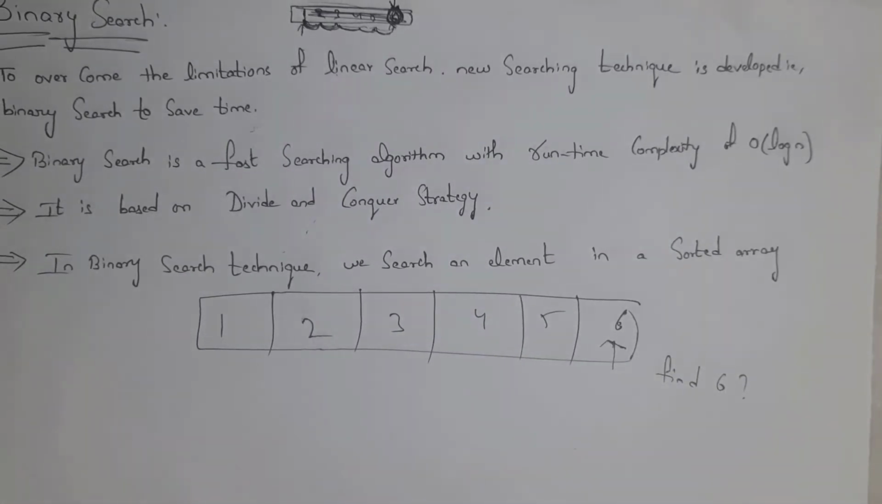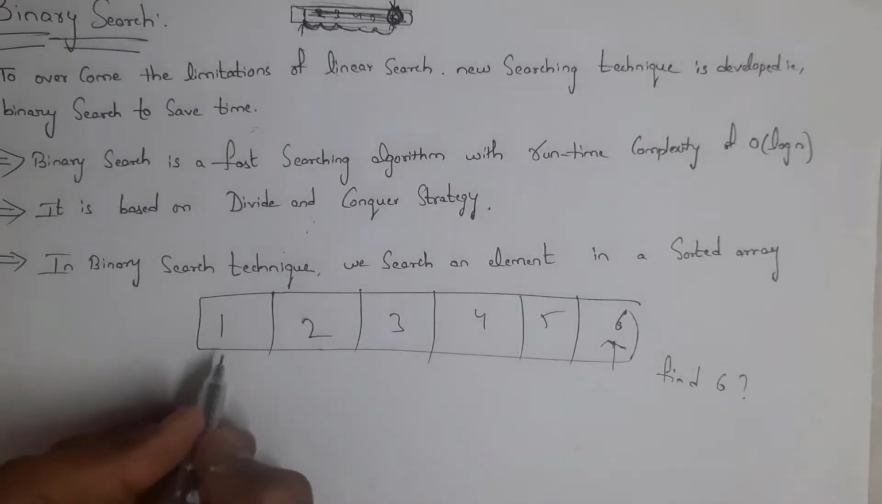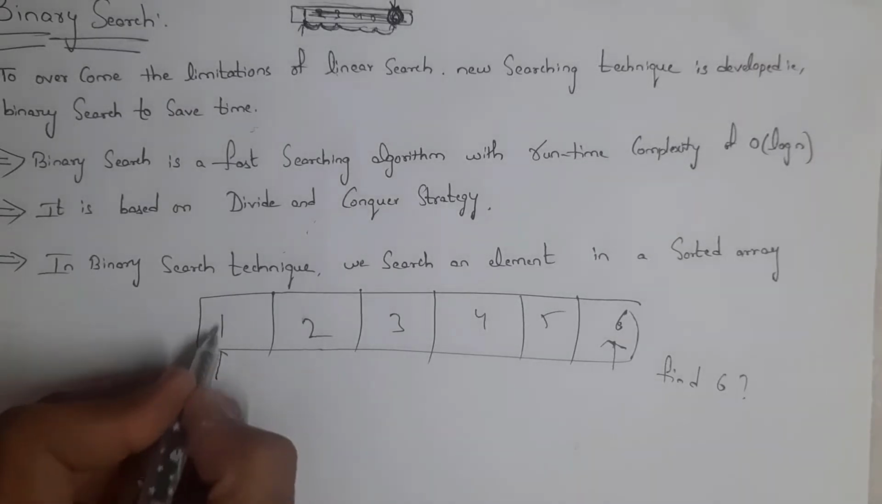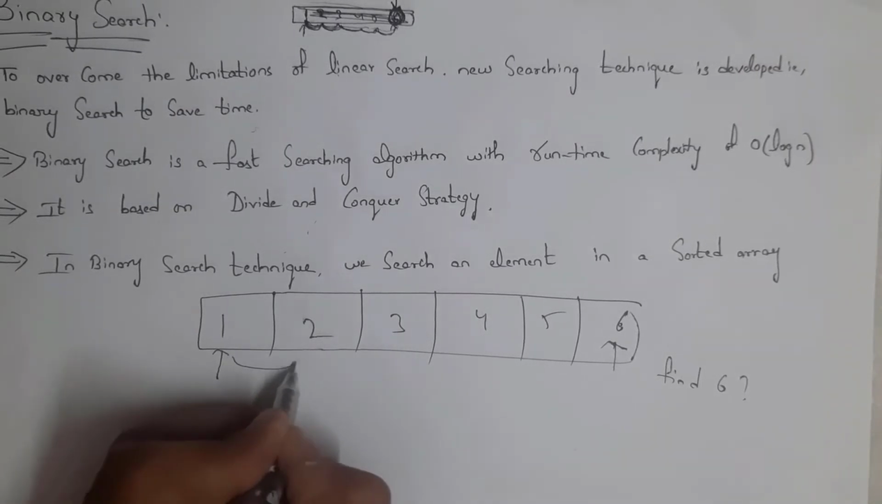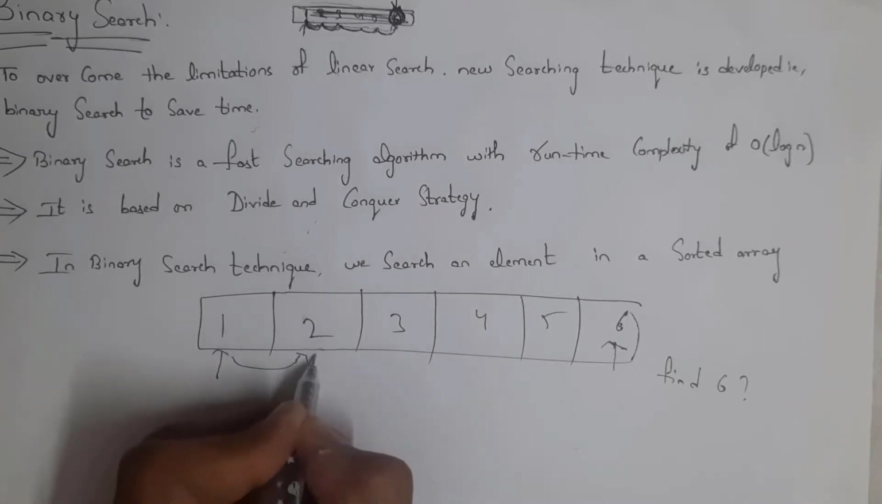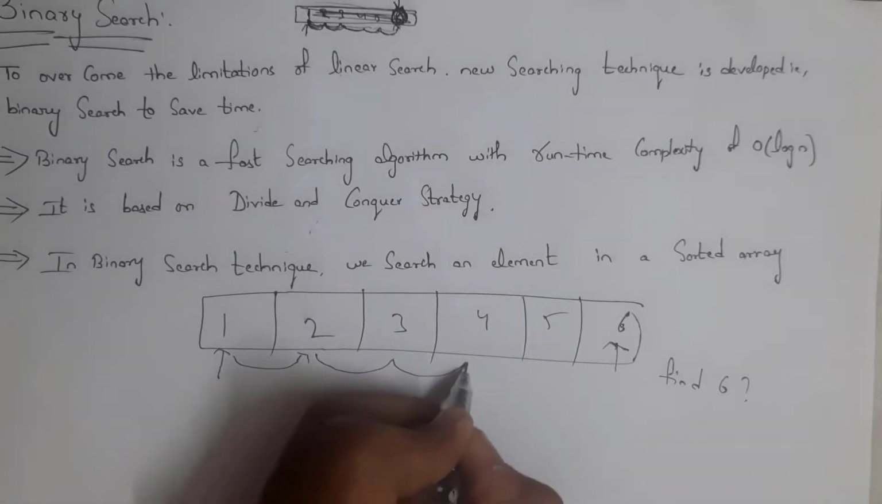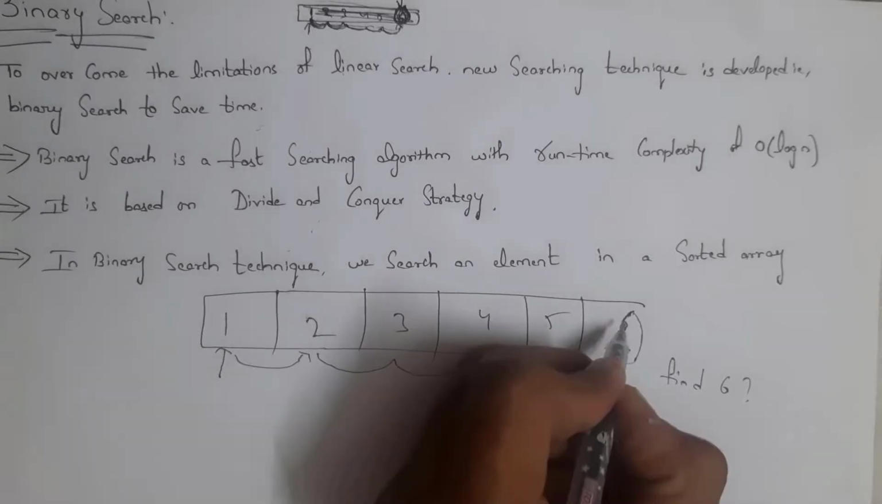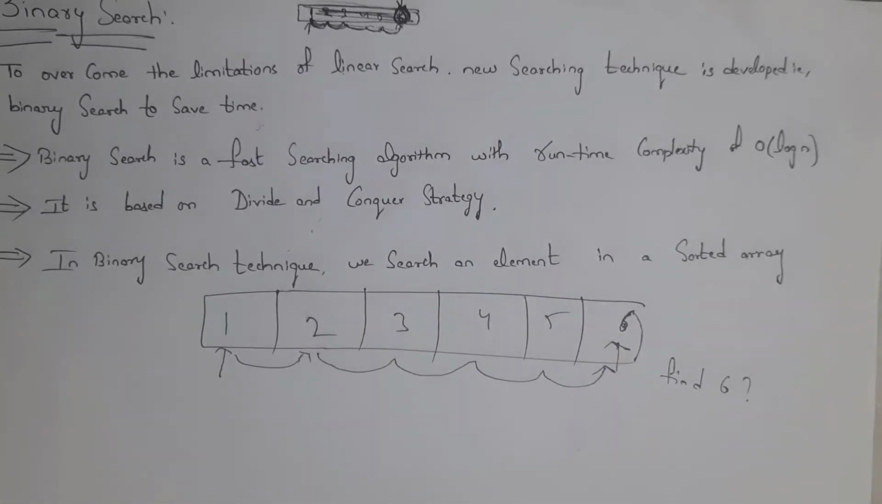In linear search, it will search each and every element. First it goes to the first element. 6 is not present in the first. So again it will go to the second. 6 is not present in the second. Again it will go to the third, then the fourth, and at last it will go to the sixth. Therefore we got the sixth element here. In linear search, it will search each and every element in order to find a particular element. It is a time-taking process. So to overcome the problem of linear search, the binary search algorithm was created in order to save time.